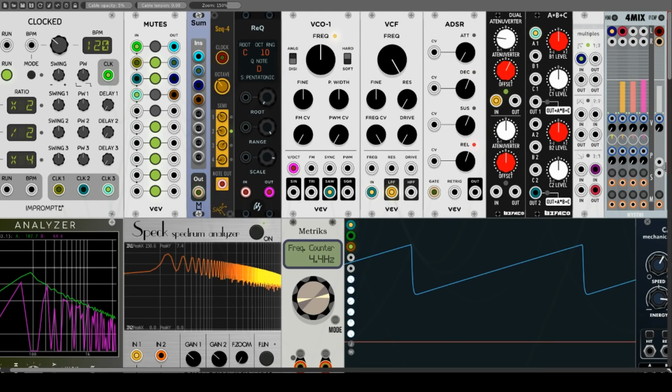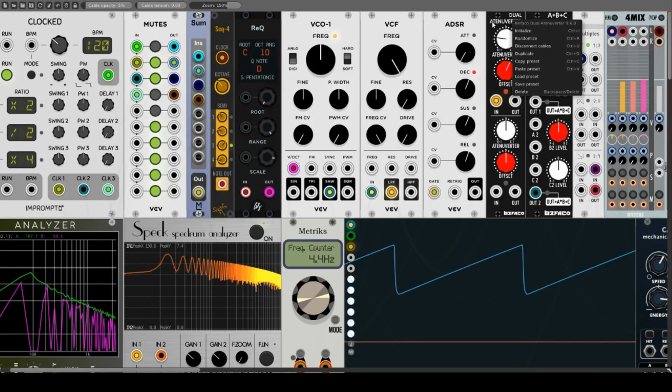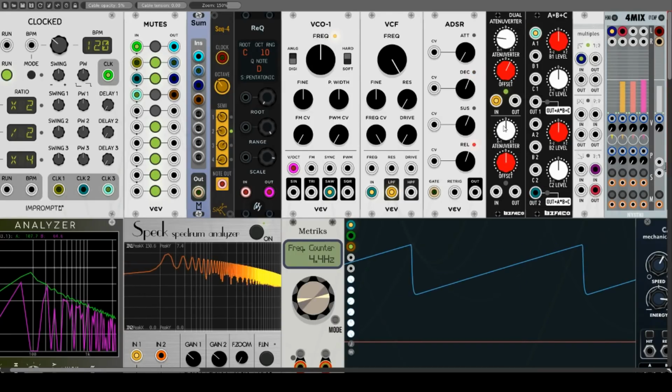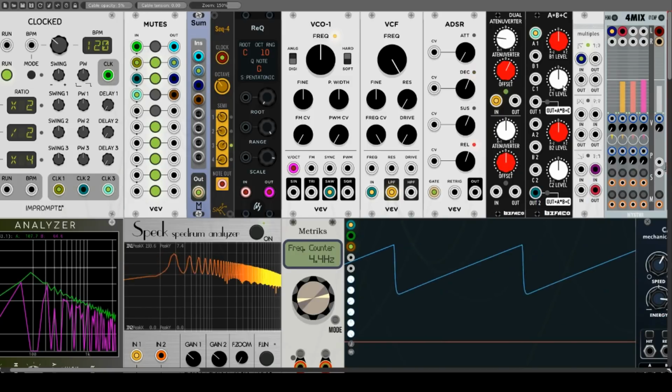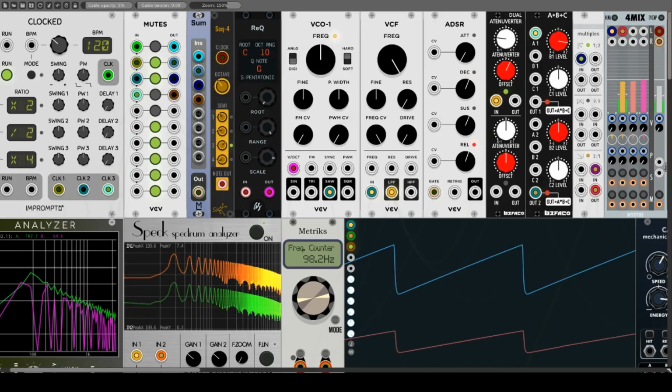The dual attenuator from Befaco corresponds to attenuator from ES, but has no CV input. A times B plus C does not have it either, but each of the two units of this module has 3 inputs, 2 of which are adjustable. If an input signal is present at input A, this is multiplied by signal B and added to signal C.